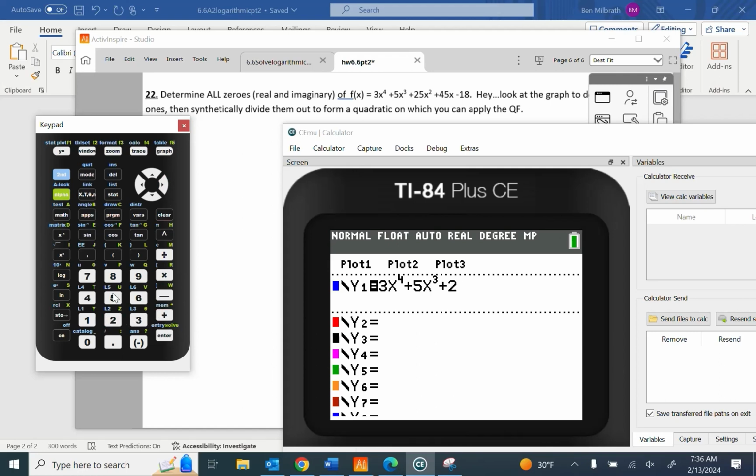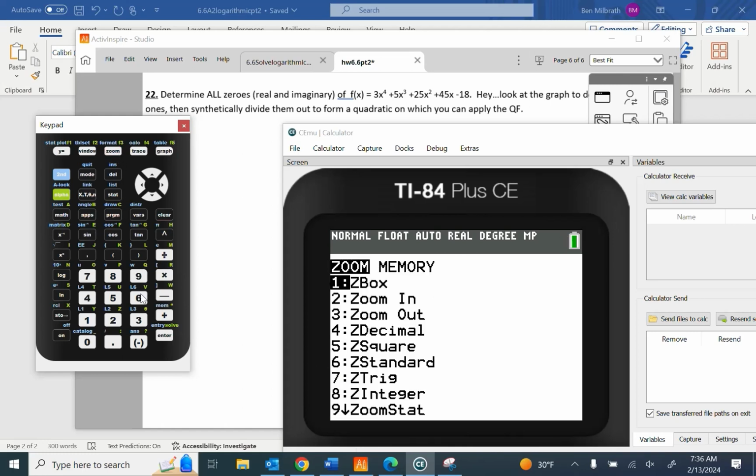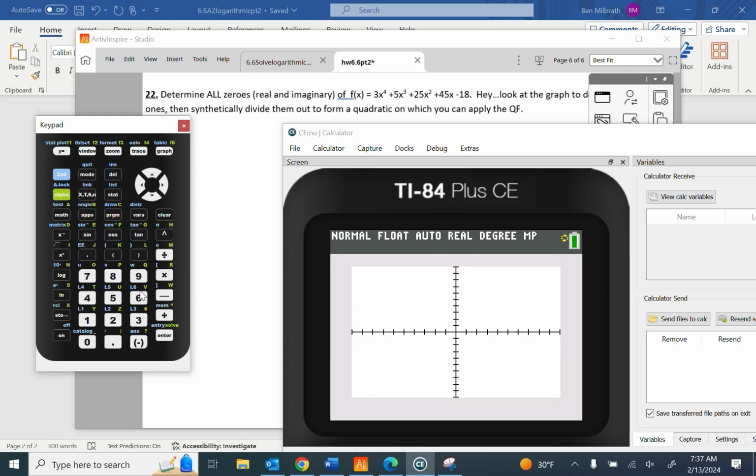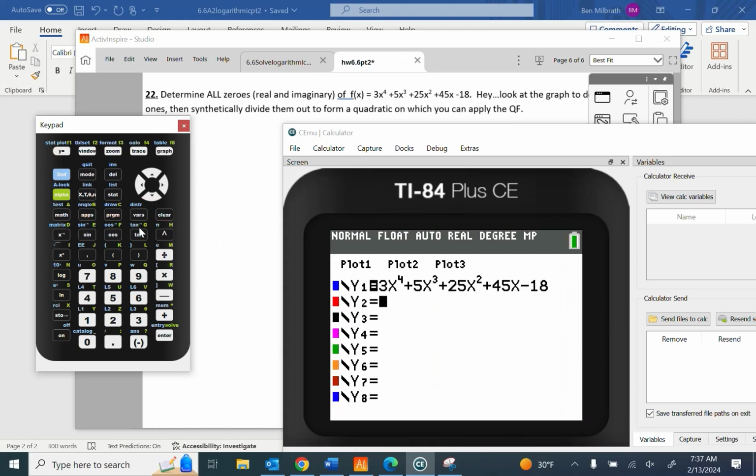So since it says look at the graph, obviously I'm typing stuff into my graph. Makes sense to me. I hope it makes sense to you. Almost forgot my x. And I'm going to hit zoom, and I'm going to hit 6. And I forgot to do something. See, I want the zeros. So I need to put a 0 into y2. Oh, this is the same one that's on your log test twin. Anyways, there we go.